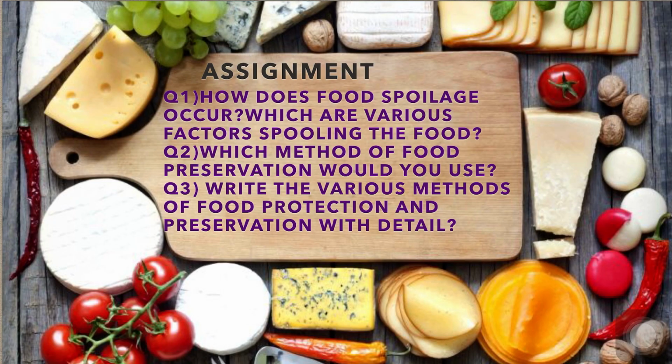So student, I want you to do a small assignment based on this module. How does food spoilage occur? Which are the various factors spoiling the food? Second, which method of food preservation would you use? And the last one, write the various methods of food protection and preservation with details. And student, these questions are to be written in your rough book.